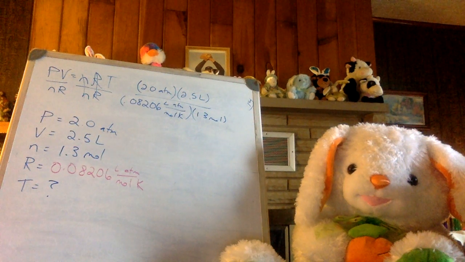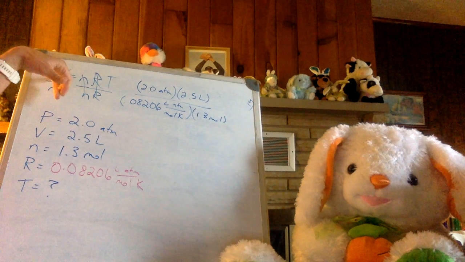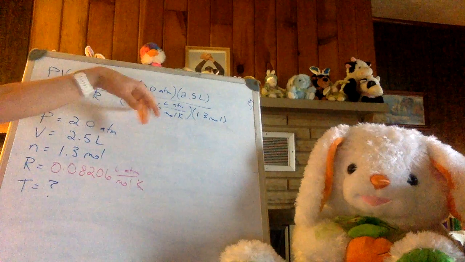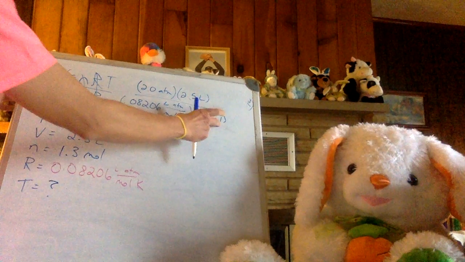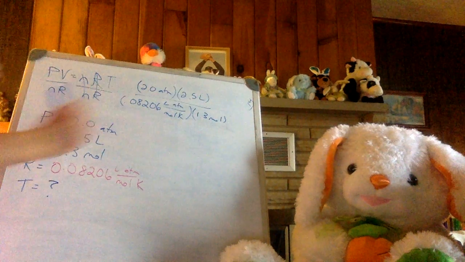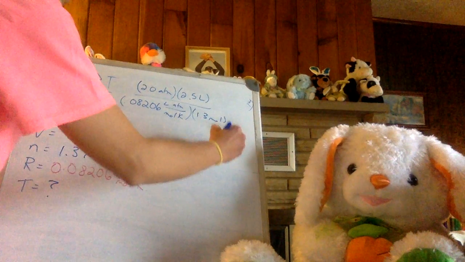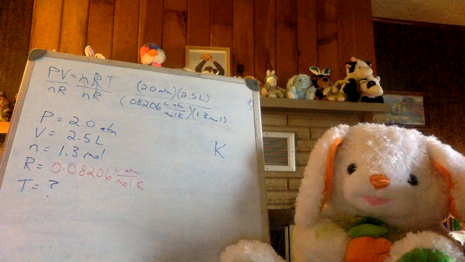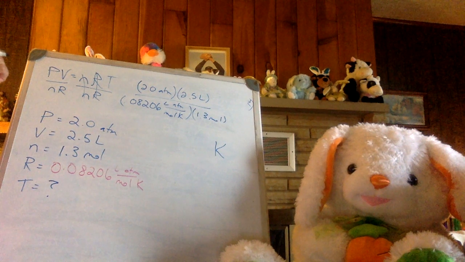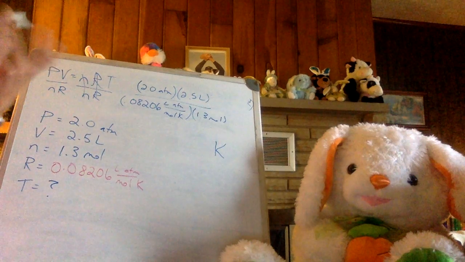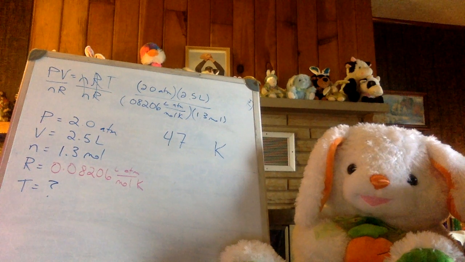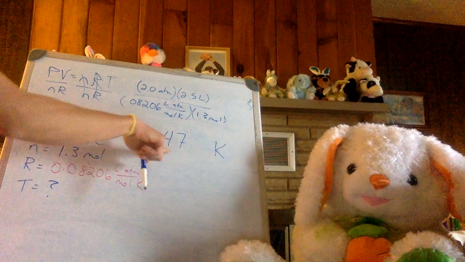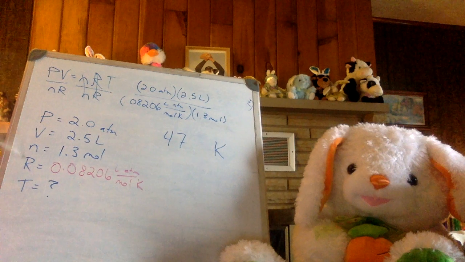So entering this into my calculator, 2 times 2.5 equals, divided by 0.08206 equals, divided by 1.3 equals, and if I look, moles cancel, atmospheres cancel, liters cancel. I've got Kelvin. That's a temperature. That's a wonderful thing. It is only 2 significant digits when I round. 47 Kelvin. Brr. 273 is the freezing point of water. So, that's what I've got for the first 2.